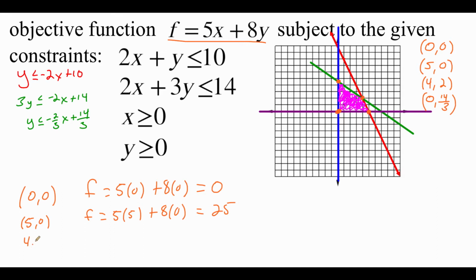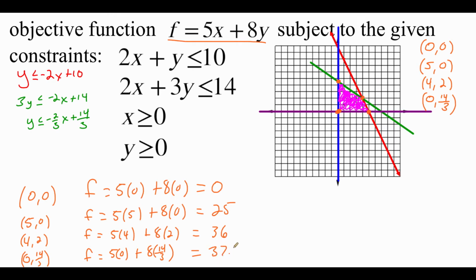Then I'm going to plug in my (4, 2) point. So f equals 5 times 4 plus 8 times 2. 5 times 4 is 20, 8 times 2 is 16. Add those together, we get 36. And then lastly, we need to plug in our (0, 14/3) point. So we're going to get f equals 5 times 0 plus 8 times 14/3. Now 5 times 0 is 0. 8 times 14/3 is going to give us a decimal answer, so I would probably just type that into my calculator. And we should end up getting about 37.3 repeating, so 37 and 1/3.